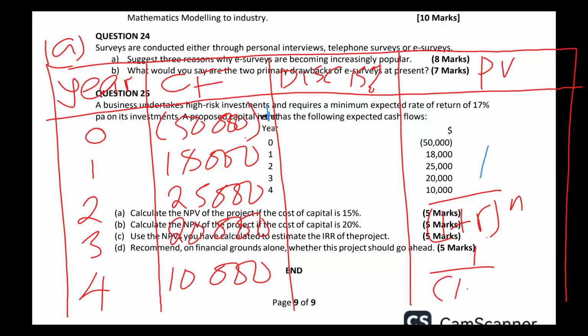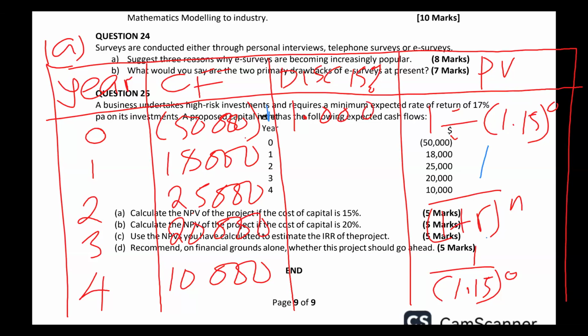Okay, so 1.15 to the power n. Now, n is the number of the year. In the first line, we have year 0, right? So what do you get when you calculate? Just say 1 divided by 1.15 to the power 0. What do you find? Obviously, you should be able to find 1.000.